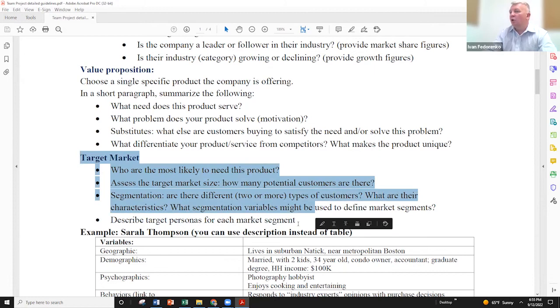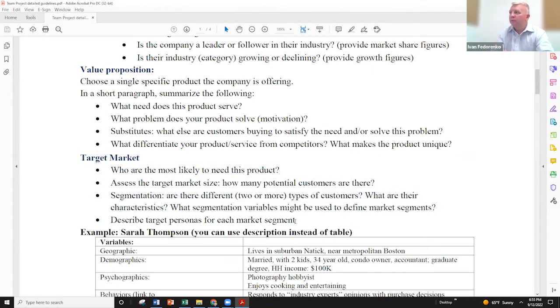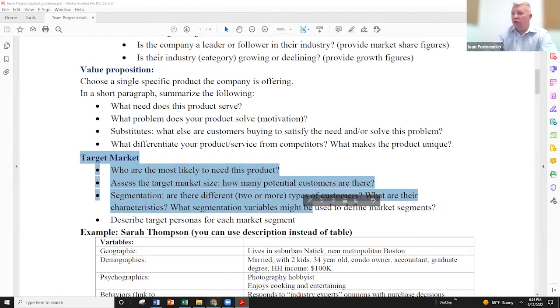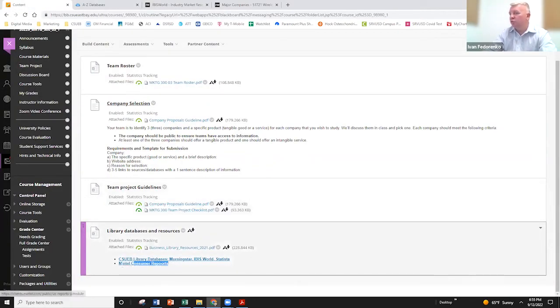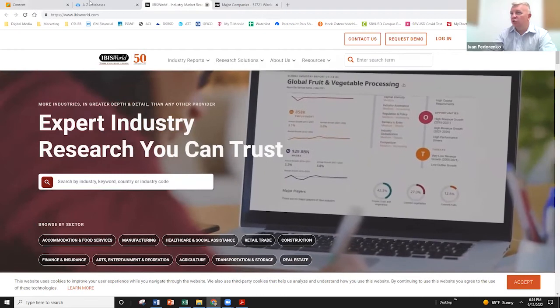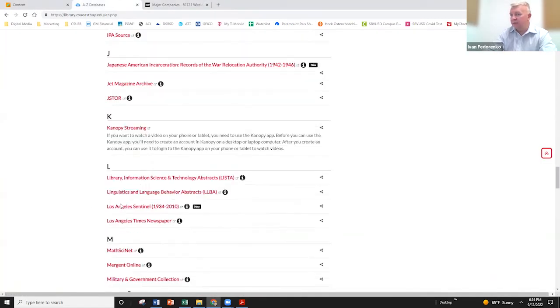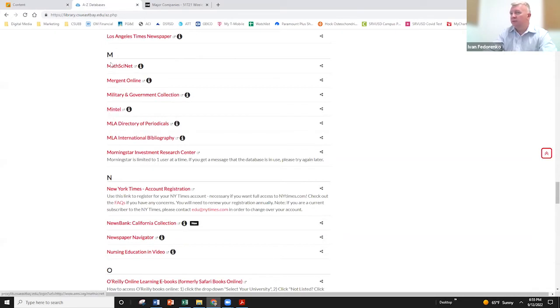Target market: look at their customers. Who is buying their product, or who should be buying their product? That's not an easy question to answer, not at all. One good way to approach the analysis of the target market is using Mintel databases. I have a link posted right here, Mintel Consumer Reports. We also have access to Mintel Consumer Reports through the library databases. Go back and find in the library databases, we have Mintel.